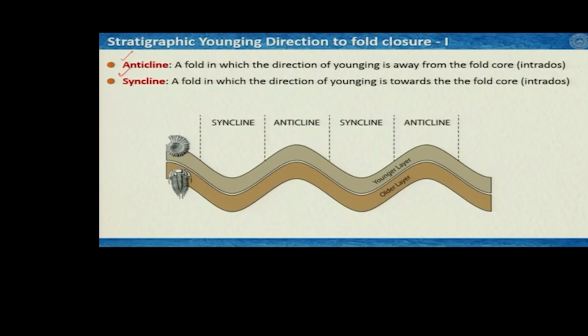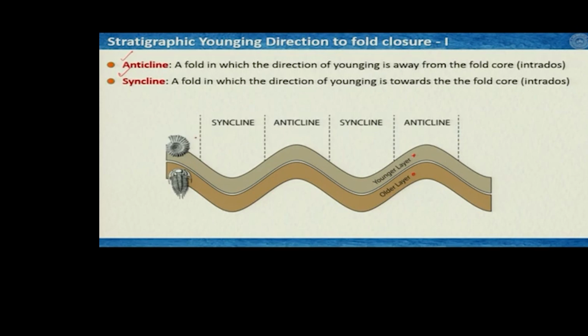An anticline is a fold in which the direction of younging is away from the fold core, and a syncline is a fold in which the direction of younging is towards the fold core. Let's first look at this image. In the top layer, which is the younging layer, and the bottom layer is the older layer. Say in the top layer you find the fossil ammonite, and in the bottom layer the fossil of trilobite. Therefore the top layer is of Mesozoic age and the bottom layer is of Paleozoic age.